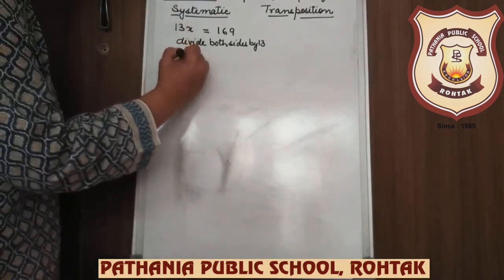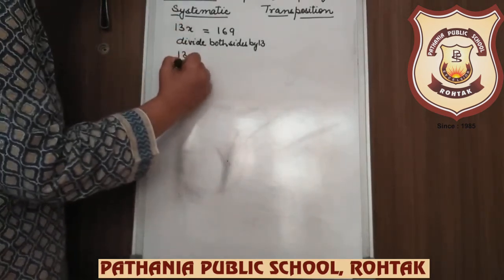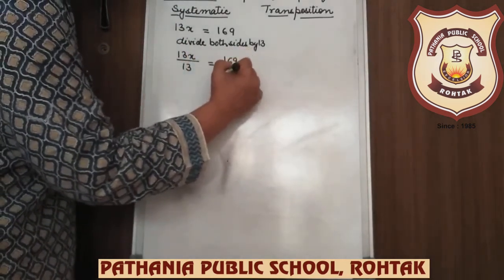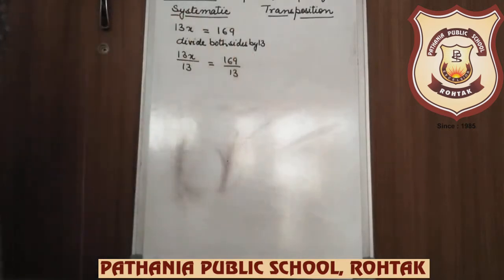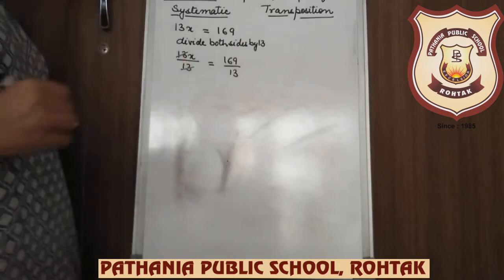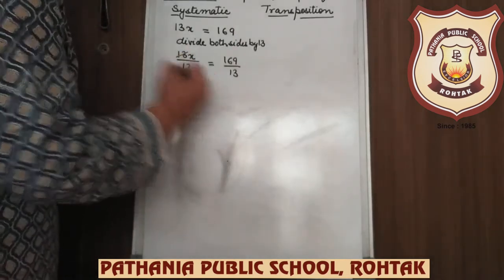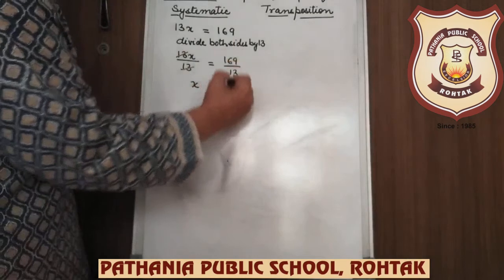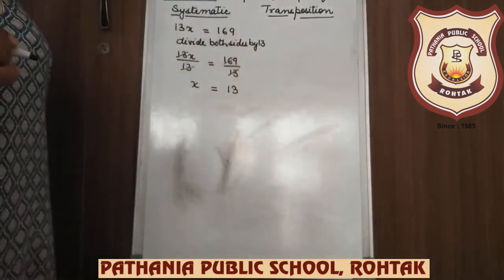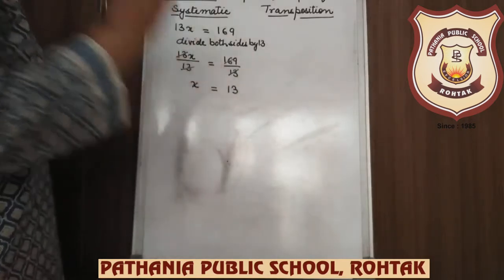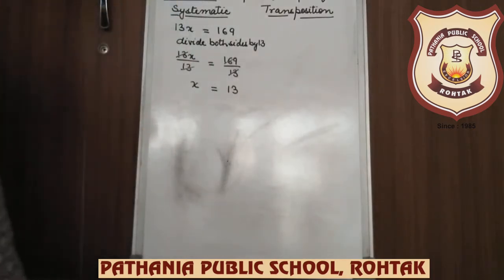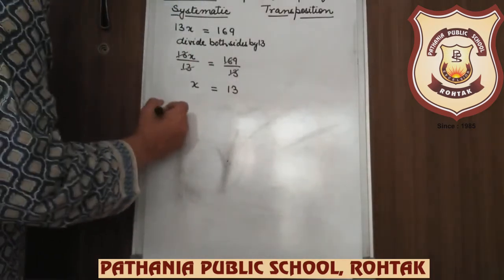So 13x upon 13, and the same thing you have to do on the right hand side. Is that clear? Now these get cancelled, you are left with only x, and now here what is left? 169 upon 13, if I reduce it, clear? So the value of x is 13. This is the systematic method. I'll take one more example.